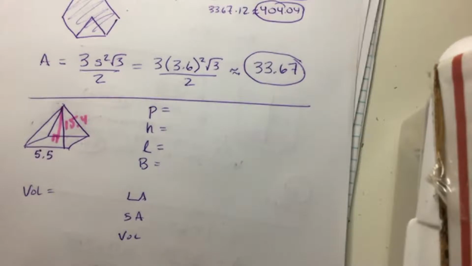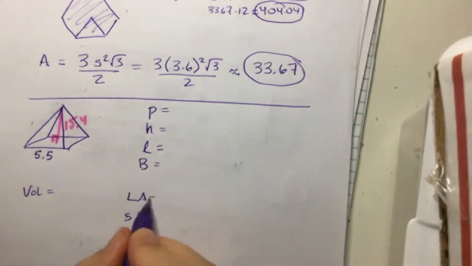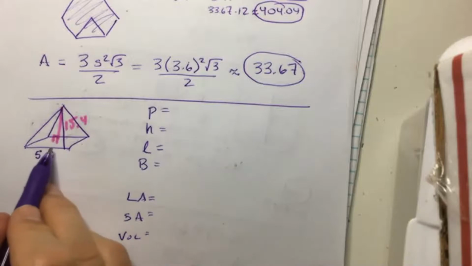I have lateral area. Okay, Brianna, what do you have? I got volume. Okay, Mikayla, what'd you get? Lateral area.